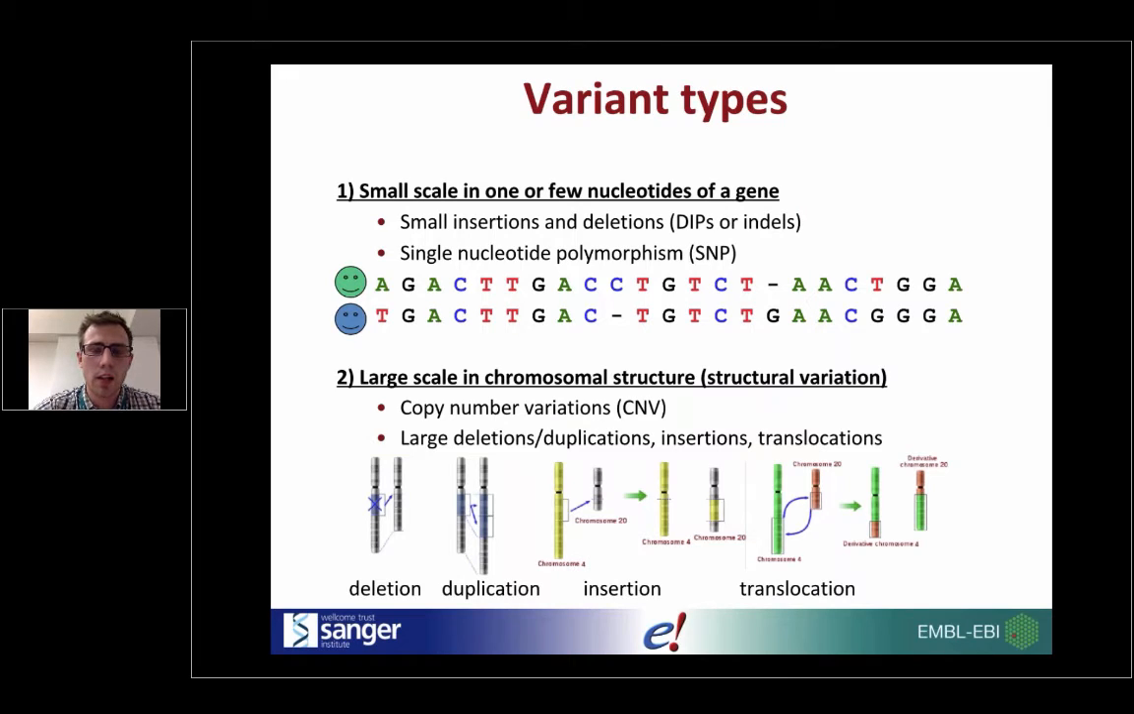As I mentioned earlier, we have a large amount of variation data that's displayed in Ensembl, and this broadly comes in two flavors. Firstly, we have small scale variation data, which is variants that affect one or a very small number of nucleotides. These generally include single nucleotide polymorphisms, for example, or small insertions and deletions. Secondly, we also have large-scale variation, for example, copy number variations, or large deletions, duplications, insertions or translocations.